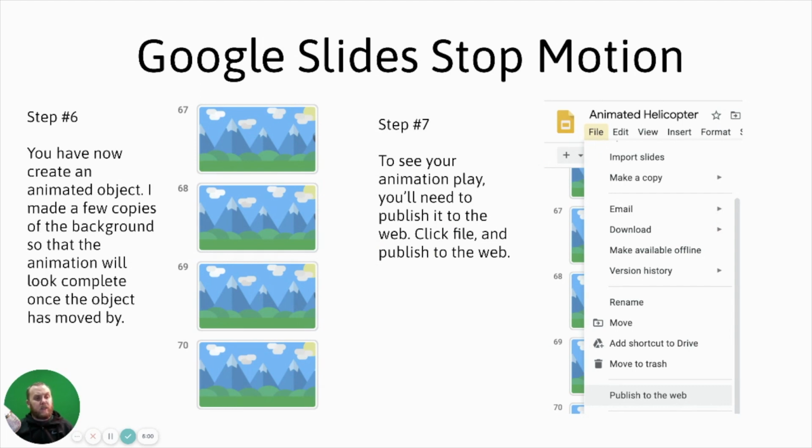So I made a few copies of the background so the animation will complete at the end once the objects move by. So from slide 67 on, it is just the background. That way I can just keep having the background there. And then step 7, to see your animation play, you're going to need to publish it to the web. So you're going to click File and then Publish to the web. Pretty straightforward. I will demonstrate all of this as well.